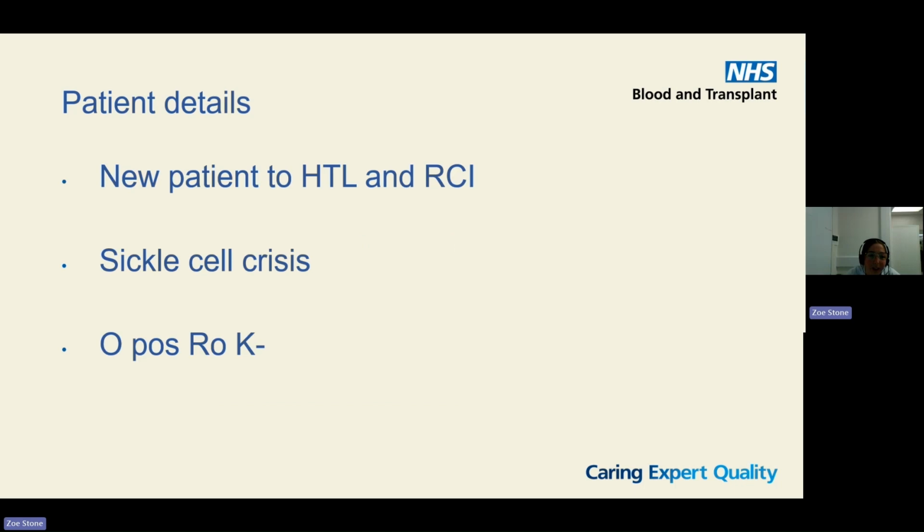So this one was a new patient to RCI. They were in sickle crisis, and they are an OPOS RO, so big C neg, big E neg, and K neg.